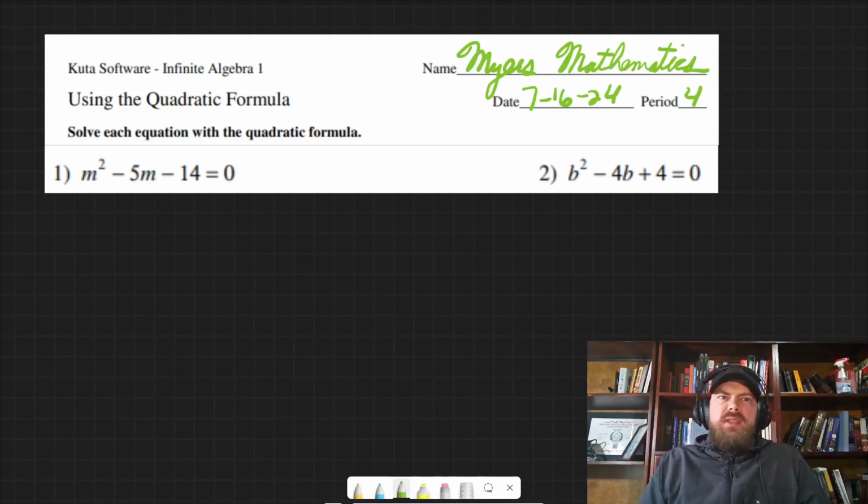This is Kuta Software, Infinite Algebra 1, using the quadratic formula. They want us to solve each equation with the quadratic formula. I think I'm still going to look to see if factoring works to double check that the quadratic formula gave us the right answer, because I think that's still pretty smart to do. But we'll do the quadratic formula as well.